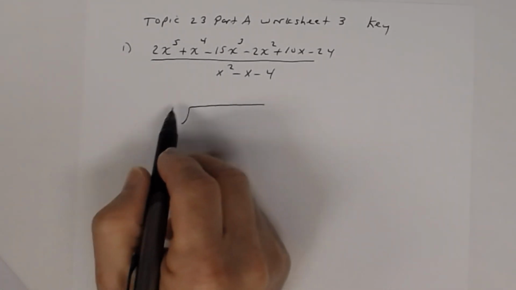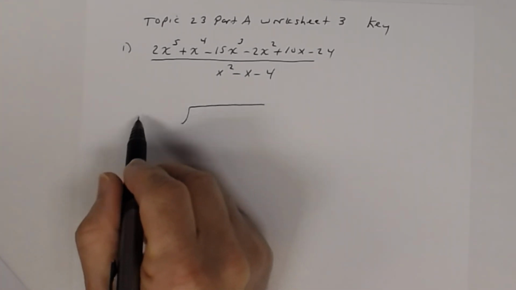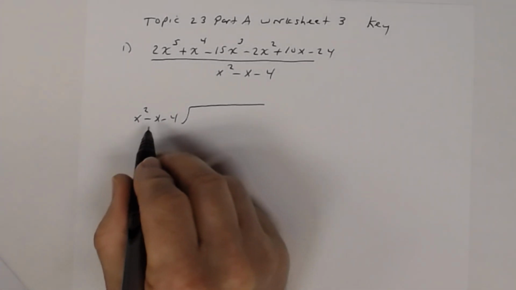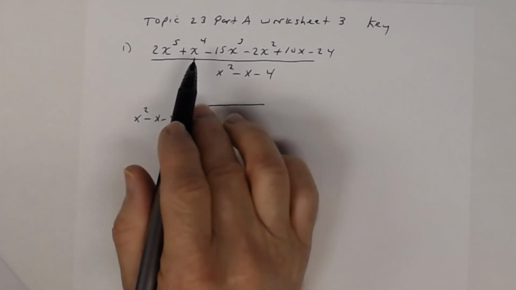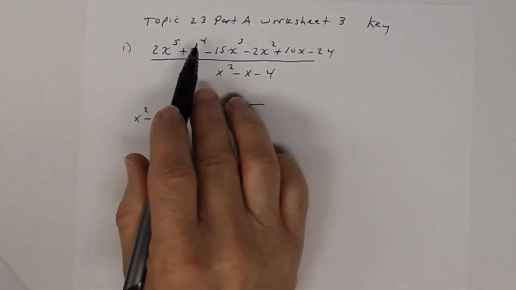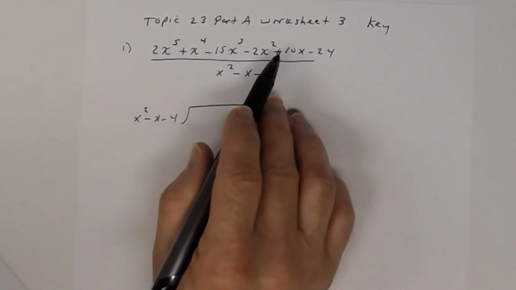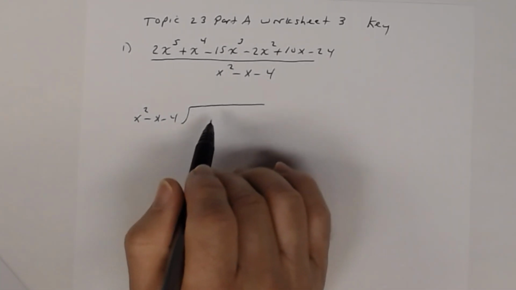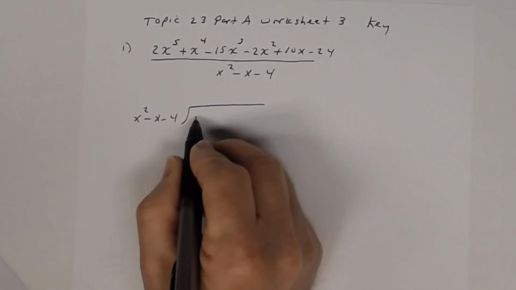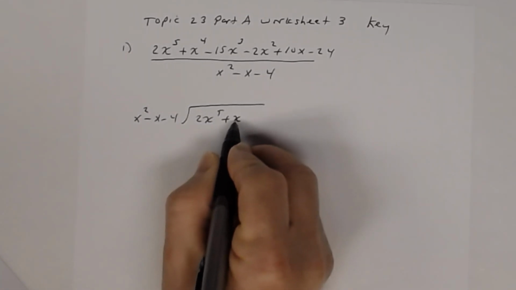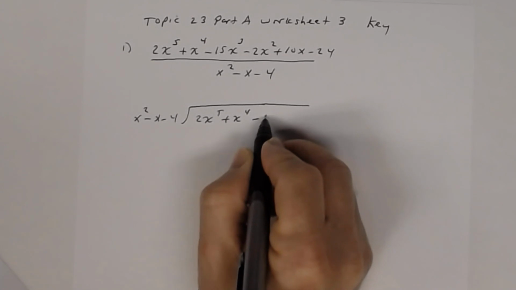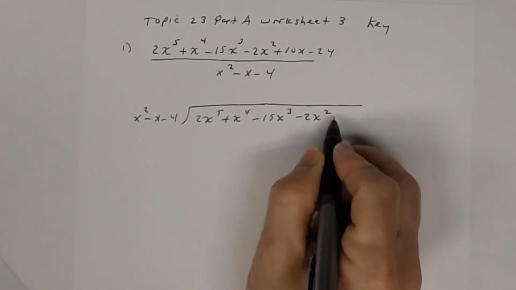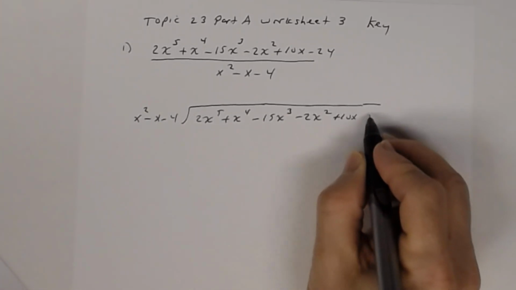So the divisor, the denominator, is going to be x squared minus x minus 4, in descending order. And the numerator, you have x to the fifth, x to the fourth, x cubed, x squared, x to the first, and your constant. So it is already in descending order, and there are no missing terms. I'm just going to write out 2x to the fifth plus x to the fourth minus 15x cubed minus 2x squared plus 10x minus 24.